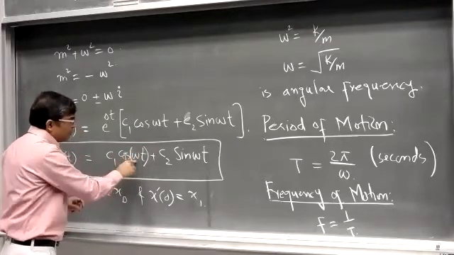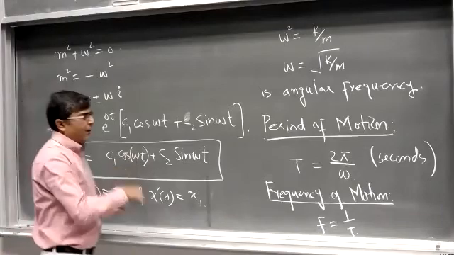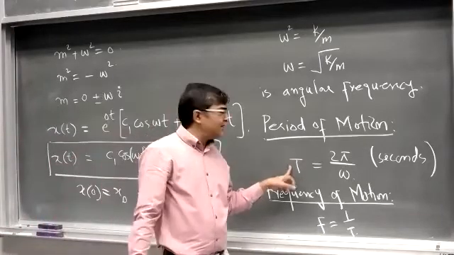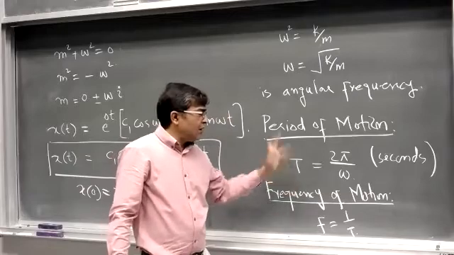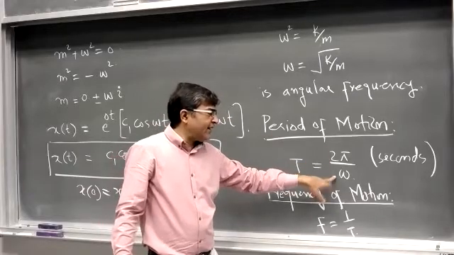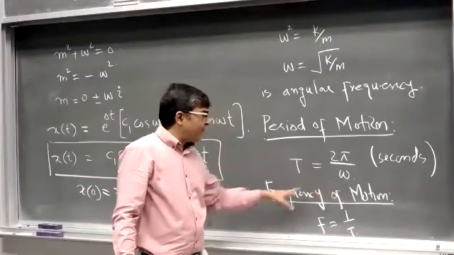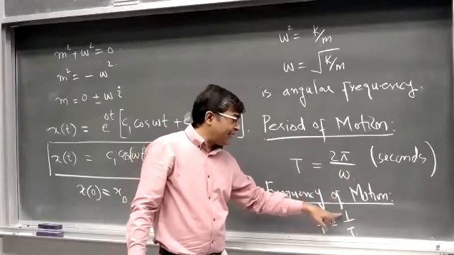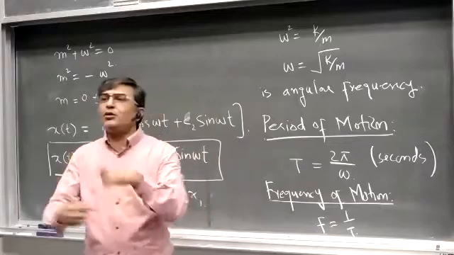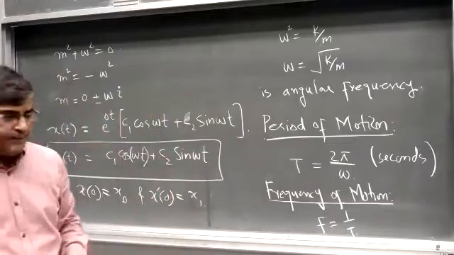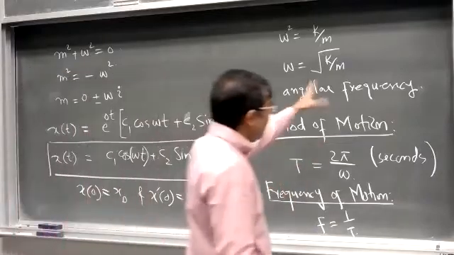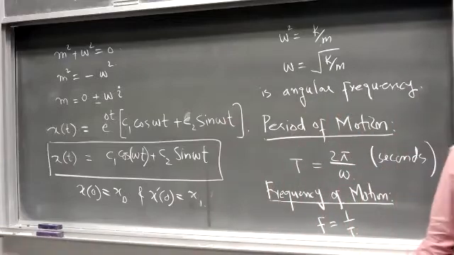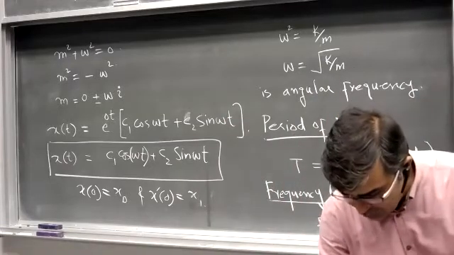We can compute the omega from here. If we know the omega, we can compute the period of motion by just dividing 2 pi by omega. And frequency of the motion is denoted by F, and it is 1 over T. It is the reciprocal of the time period. I hope you know it. All these things have been explained in my notes. You can read them for more details.